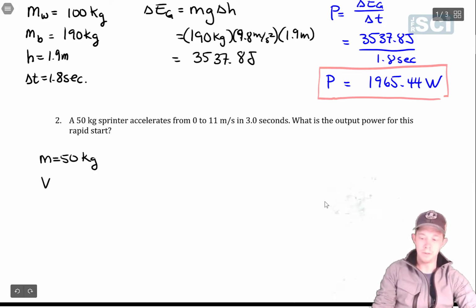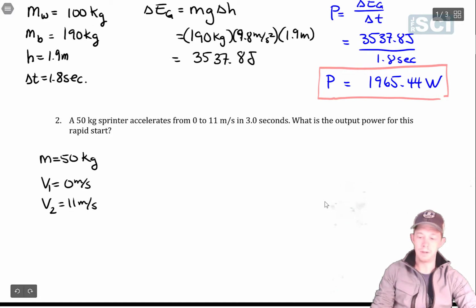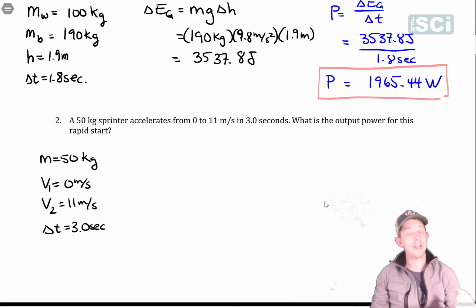Their initial speed is 0 meters a second, and their final speed is, we're going to say, 11 meters a second. And they're doing this in 3 seconds. Okay, so in this case, the change in energy is not gravitational potential energy.